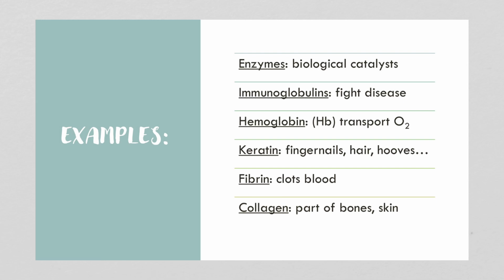Keratin is important in the structure and function of fingernails, hair, and hooves, and so on. Fibrin is a protein that helps our blood to clot so that we can form a scab and prevent ourselves from bleeding too much. And then collagen is part of your bones and skin. These are just a few examples of the many different proteins within our bodies.